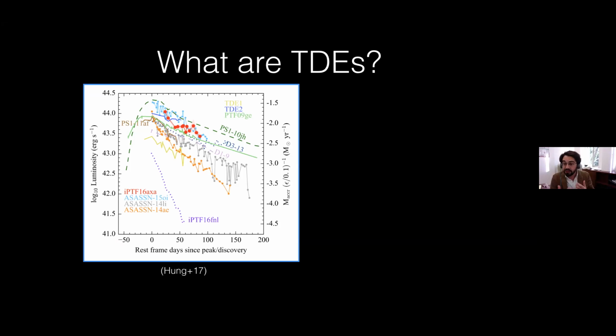What you can see is that these are very luminous events. They rise to peak luminosities of order 10 to the 43 to 10 to the 44, maybe even a little higher, ergs per second. The rise time is typically weeks to maybe a month. And then the optical and near ultraviolet radiation decays over longer periods of time, months to years.